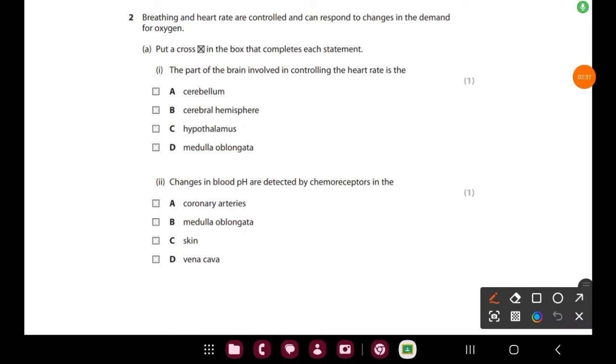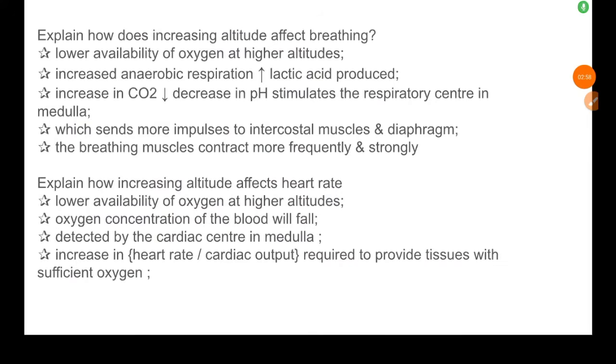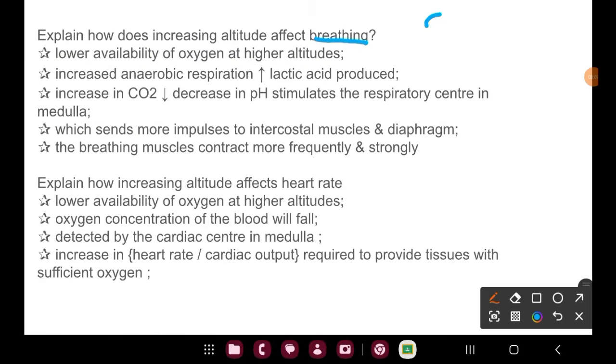Quick multiple choice question. The part of the brain involved in controlling the heart rate is the medulla oblongata, and changes in the blood pH are detected by chemoreceptors also in the medulla. They are, yes, in the aorta and the carotid artery, but some are also found in the medulla oblongata. In the syllabus, it says that the changes in breathing and in heart rate are to deliver more oxygen and remove CO2 more quickly or more efficiently.